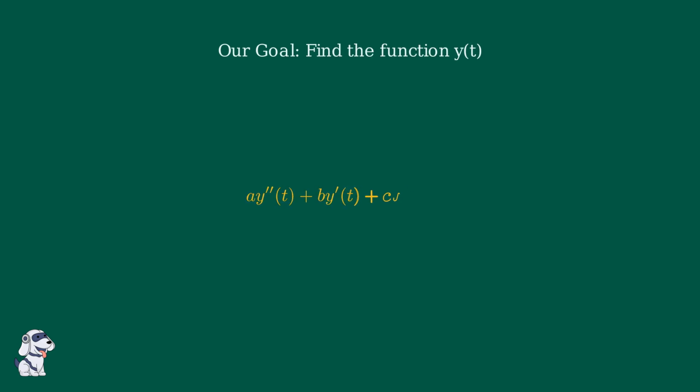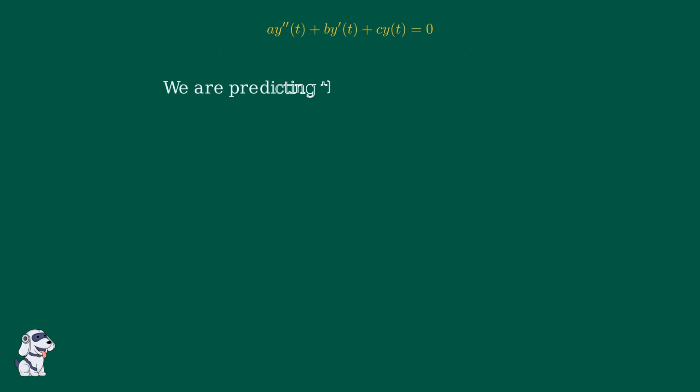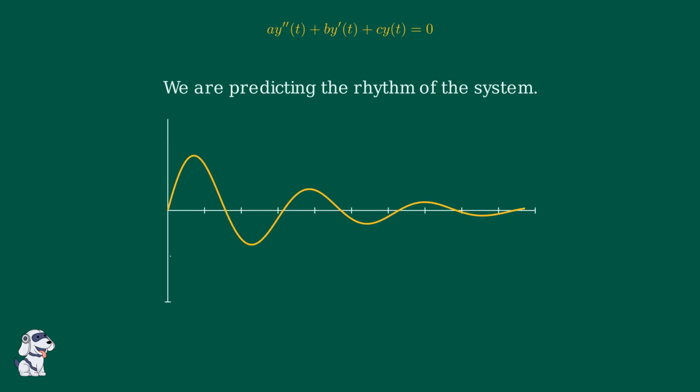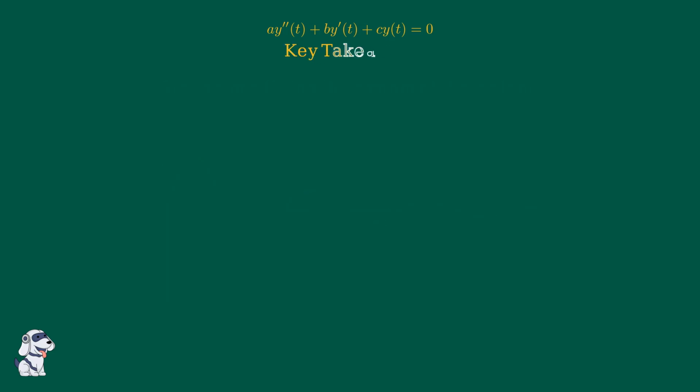We want to find a specific function, y of t, that perfectly balances this equation to 0. We are not just solving a calculus problem, we are predicting the rhythm of a physical system. Whether it is a building swaying in the wind or a shock absorber in a car, we are finding the path it takes to reach stability. Remember, solving these equations is really about predicting the path of least resistance. It's how we ensure stability in the world around us.